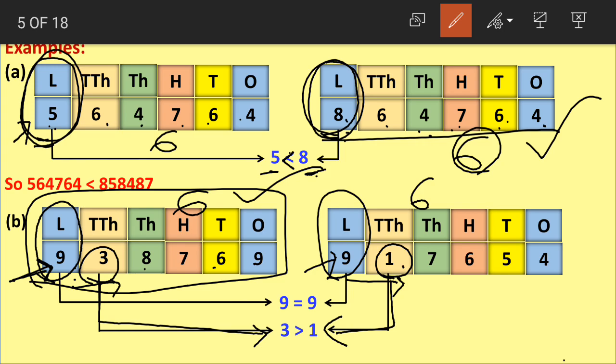Understood, children? First we compared the digits at lakhs place. Both the digits were same. So what did we do? We moved on to the next place value, which is the 10,000s place. Then we compared the two digits in 10,000s place. We had 3 in the first number and 1 in the second number. Now which number is greater, 3 or 1? 3. So the number with 3 in 10,000s place is the greater number here. Understood? I hope this is clear.